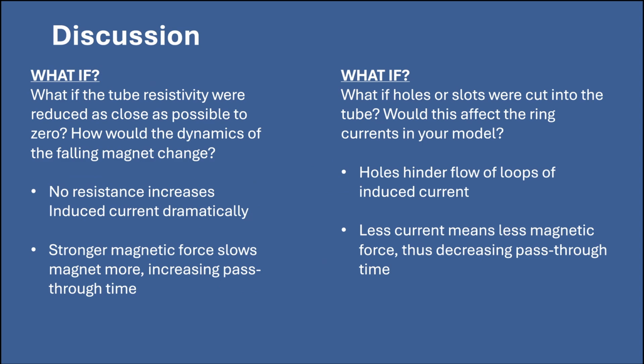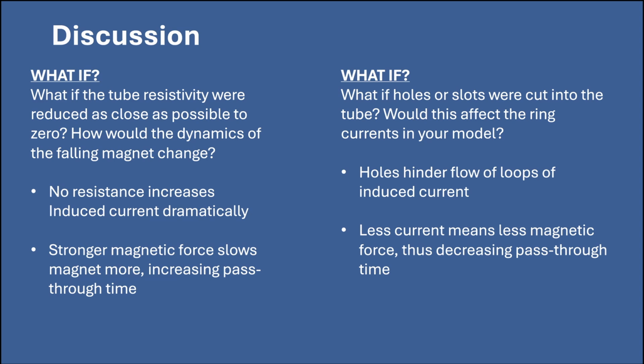What-if questions. What if the resistivity of the conductor were reduced as close as possible to zero? How would the dynamics of the falling magnet change? In this scenario, the induced current in the tube would increase dramatically and thus result in a stronger magnetic force on the magnet, which would further slow its descent, increasing pass-through time.